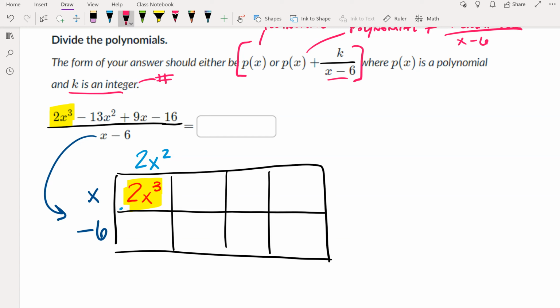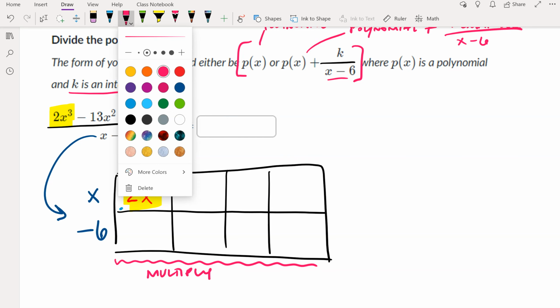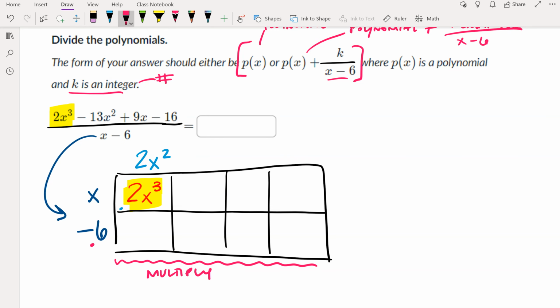All right, again, to fill out the bottom squares of our box, we're always going to multiply using the top. So let's go ahead and multiply. We have negative 6 times 2x squared. So negative 6 times 2x squared, that is negative 12x squared.